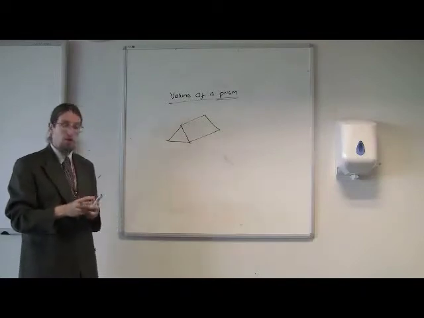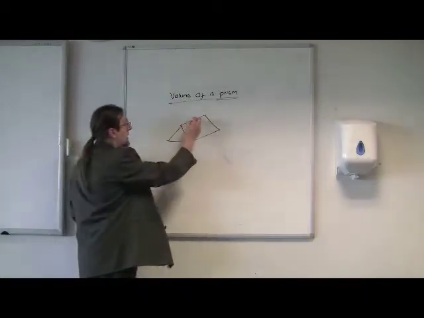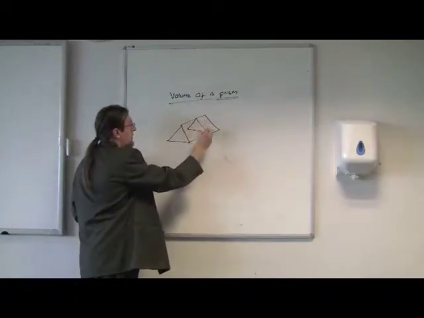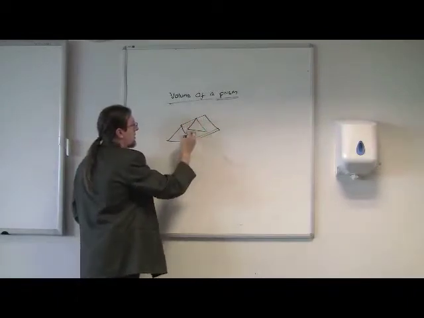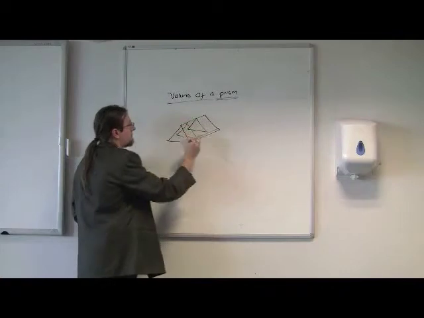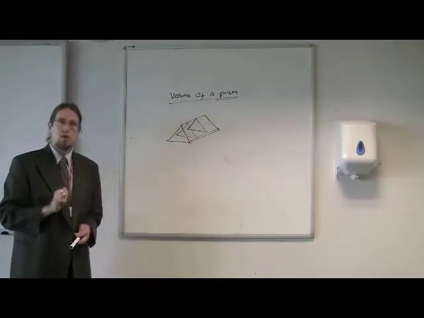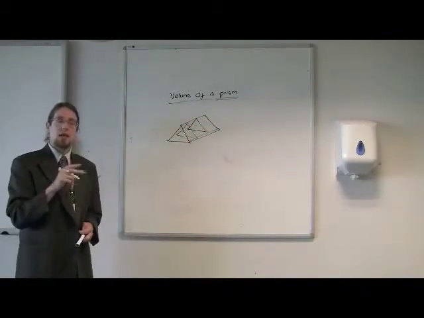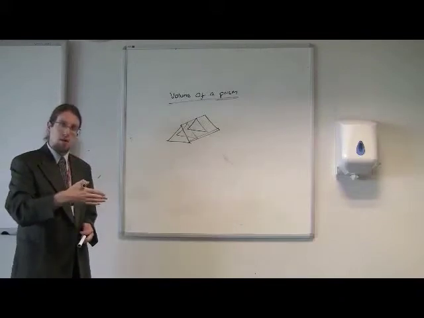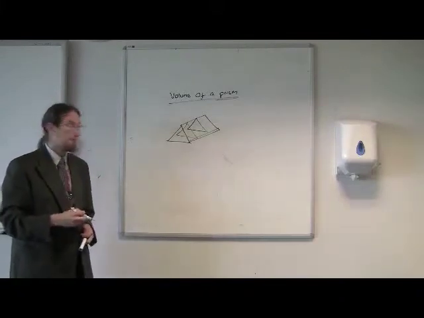Now if we were to cut through the shape, we should have that exact same triangle running all the way through it. And that's what defines a prism. It has the same front shape running all the way through it.